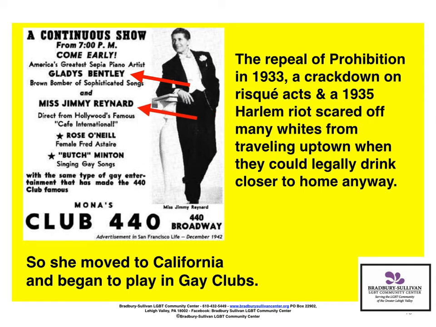This is Miss Jimmy Reynard, who's in that picture there, and it says down here, singing gay. Butch Minton is singing gay songs. Rose O'Neill is the female Fred Astaire. This was a lesbian club in San Francisco. Now, Gladys Bentley went to California probably in the late 30s, and into World War II. And so she was there.